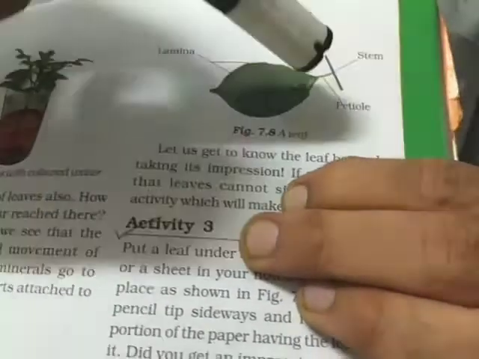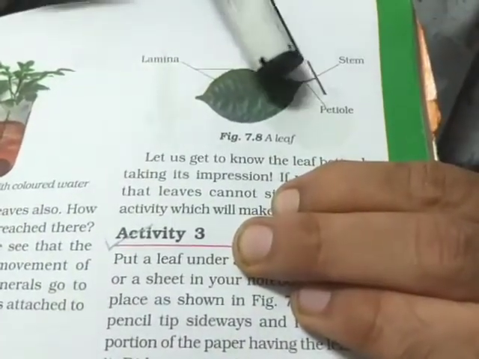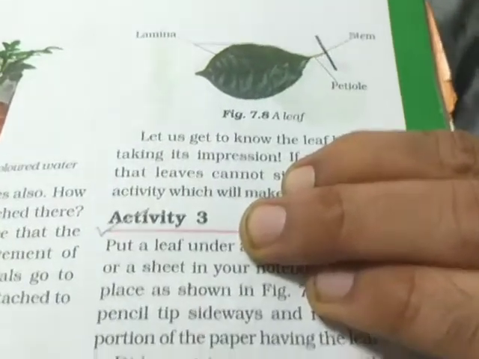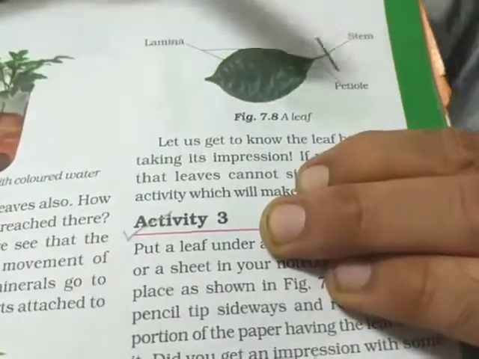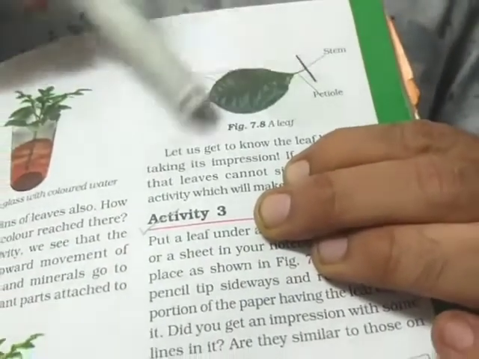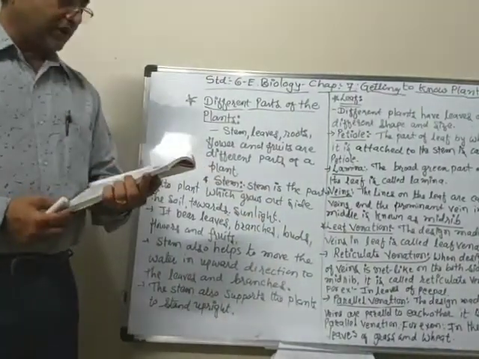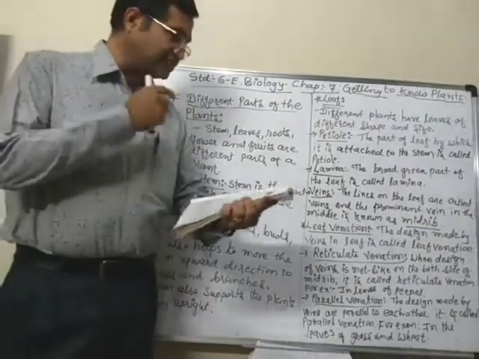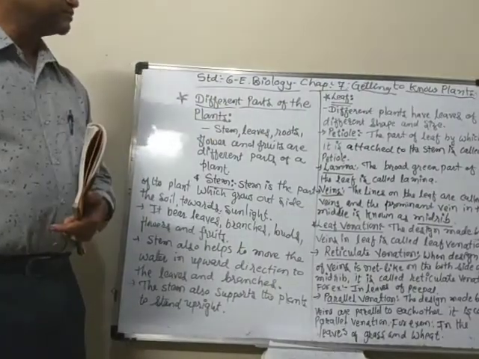Here you can see the part by which the leaf is attached to the stem, which is known as the petiole, and this broad green part is known as the lamina. So you have learned about the different parts of the leaf.